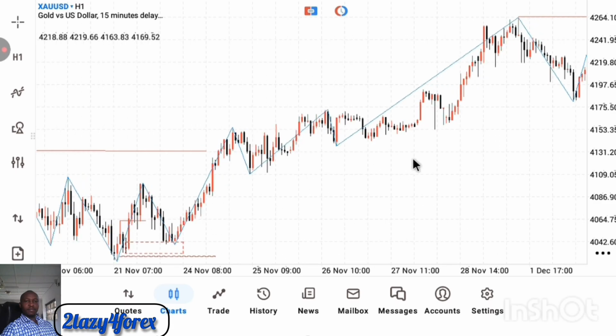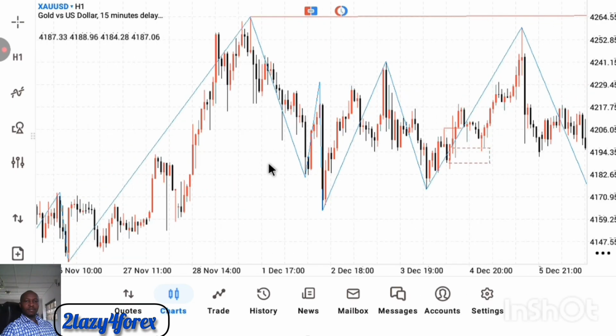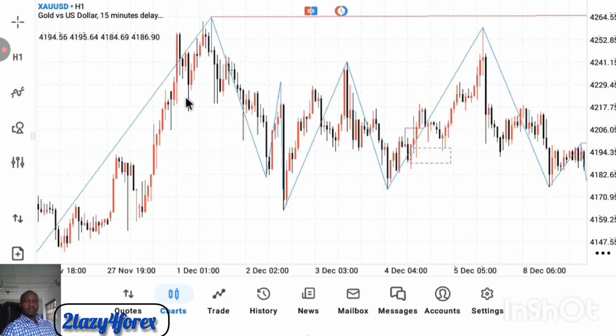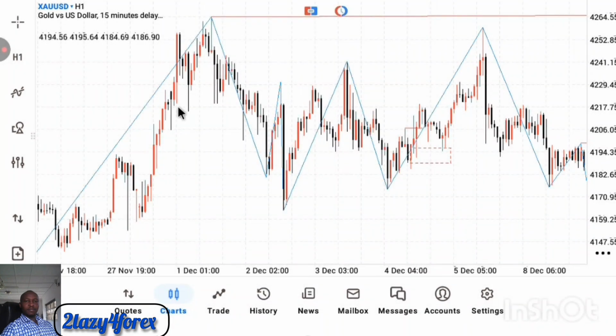The next one, I've marked everything to save time, but I'll just analyze. So this is the next one. The break of the highest low. That's supposed to be the point where you get out of the trade. This is the highest low. This is where the highest low is.